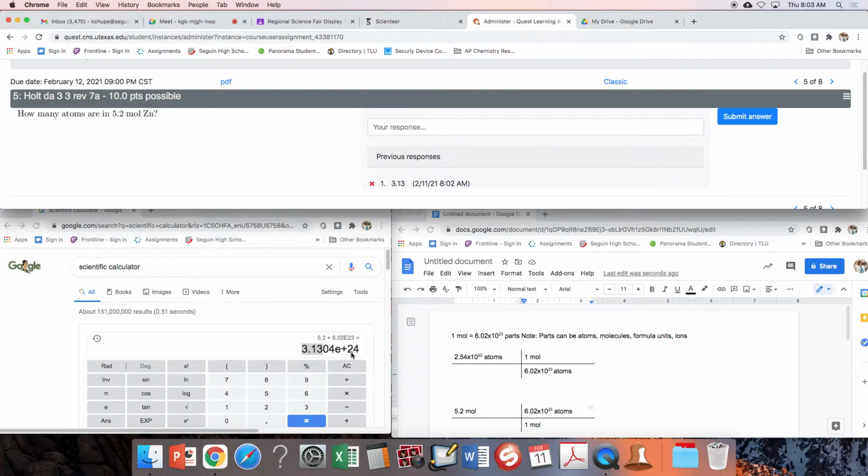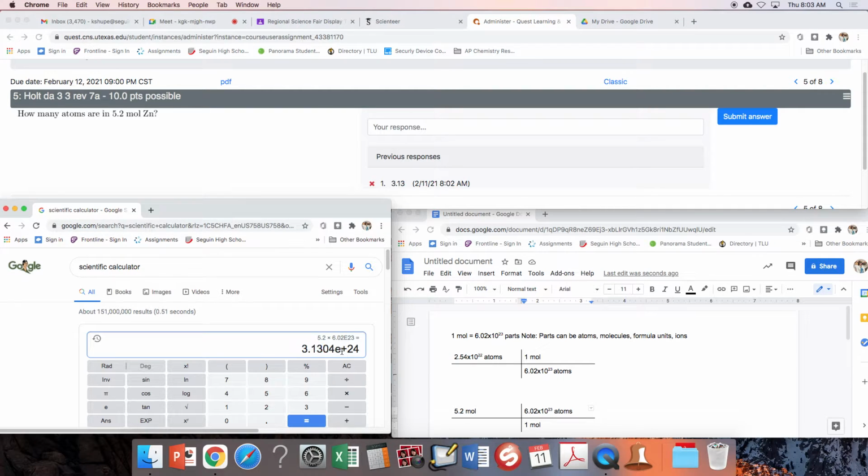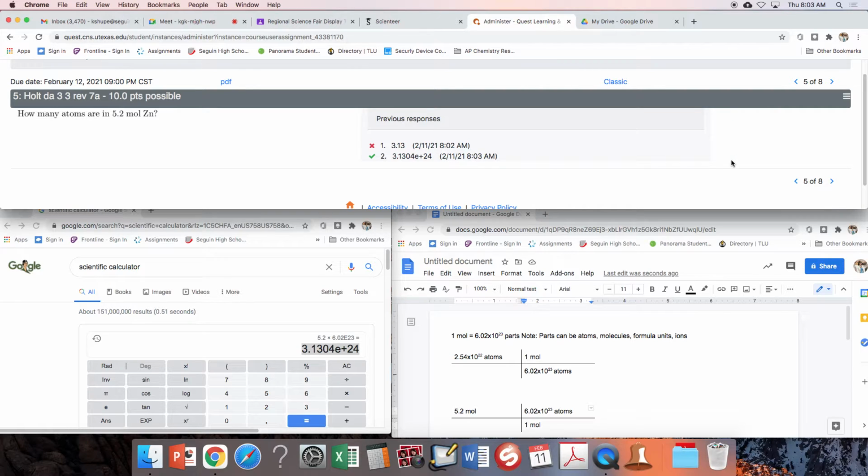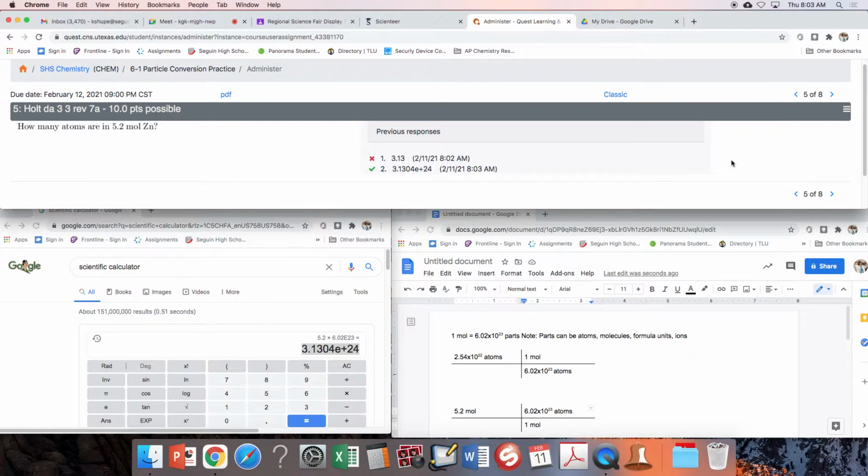This E24 means my decimal place needs to move 24 places, and there's a big difference between 3 and 3 with 24 zeros. So when in doubt, and this is one of the good reasons to use a scientific calculator on Google, you can actually copy this whole number and paste it into the box on Quest, and there's your answer. It's correct.